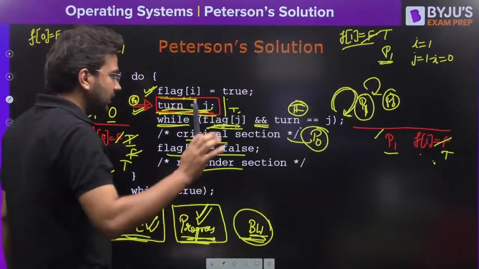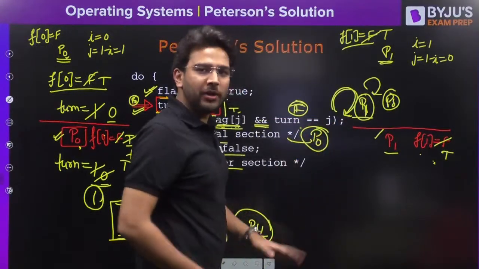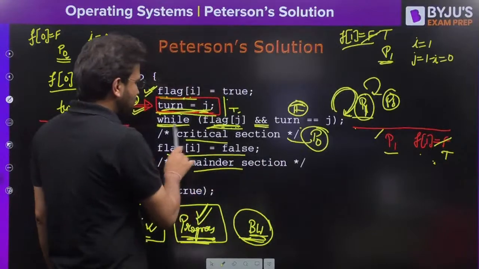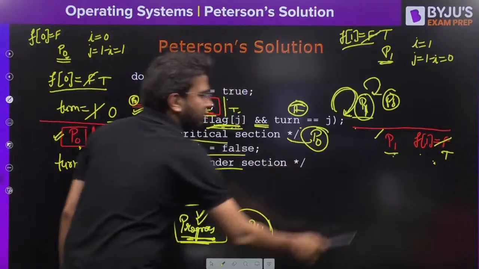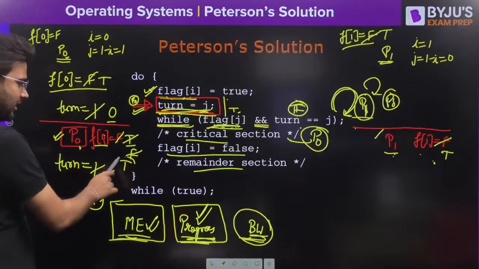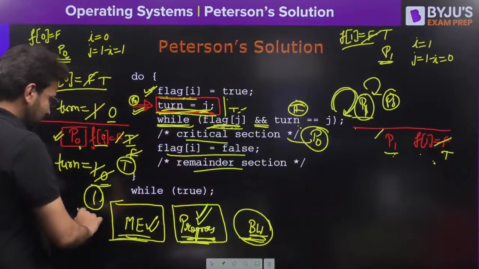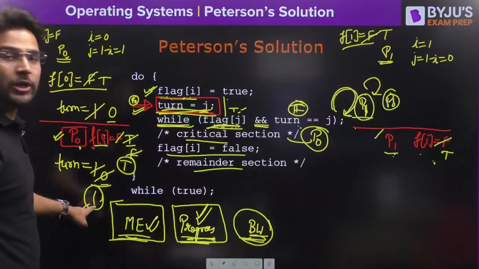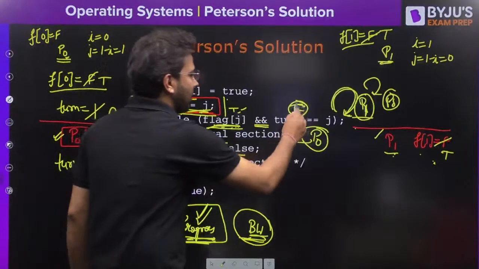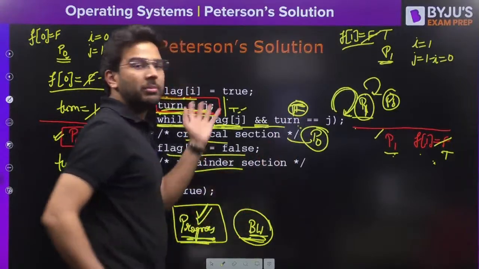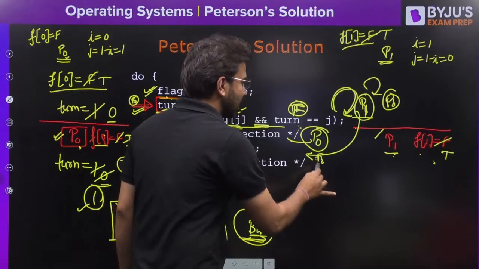Everyone? Now, as P0 is doing busy waiting here, let's come back to P1 now. P1, let's execute this while statement. Flag of j. For P1, flag of j means flag of 0. Yes, it is true. Fine. And turn is equal to j? No. Turn is equal to i, because for P1 i value is 1, so turn is equal to 1. This while loop will become false here. It will break and P1 will be able to access the critical section.